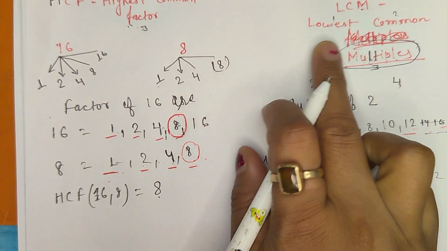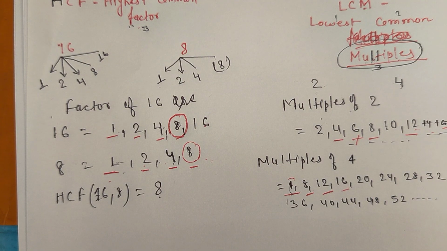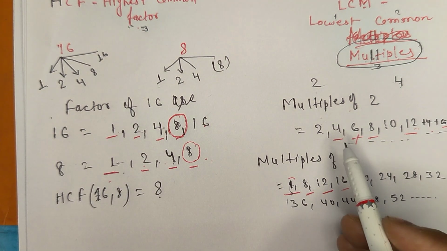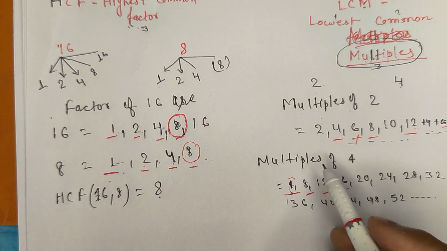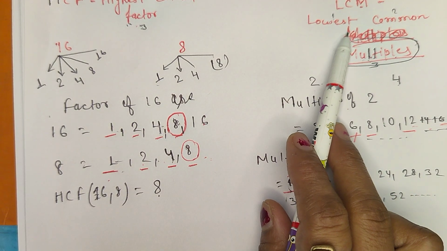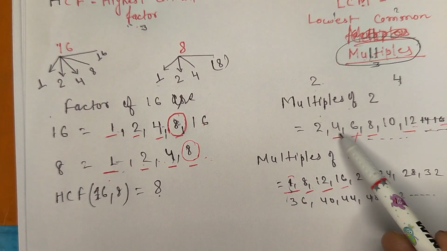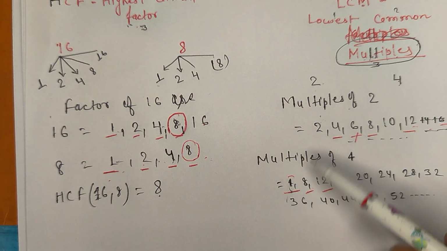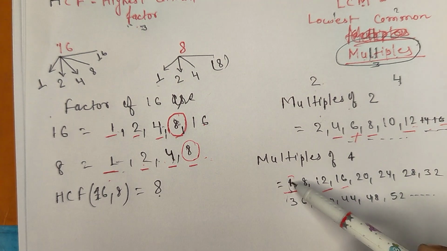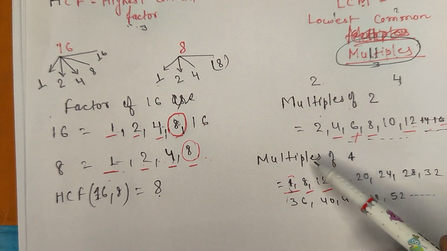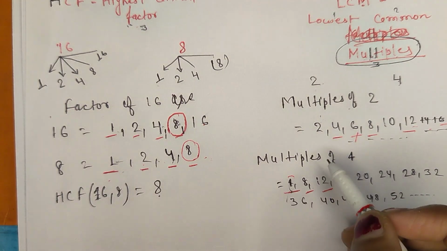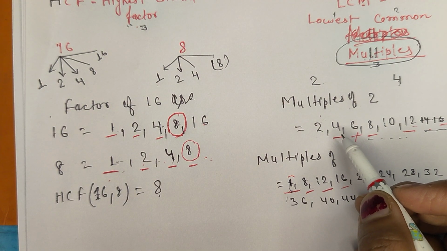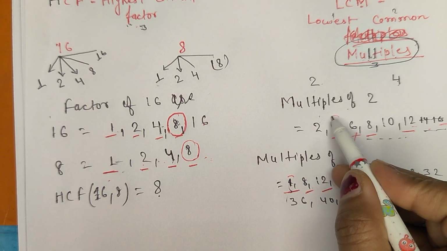Then the third is lowest. Lowest means minimum, least of common multiples. Least means the first number which is common to both numbers. We can understand lowest means the first common multiple between two numbers. Of these multiples, the first common multiple is 4.